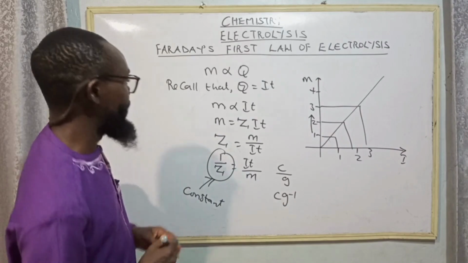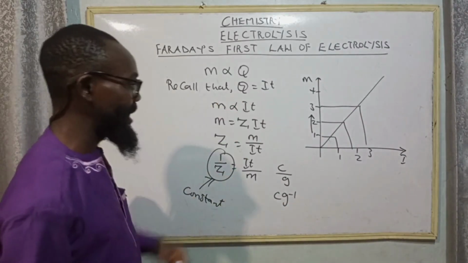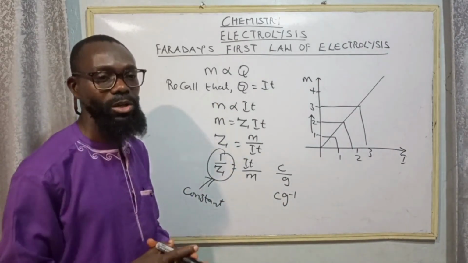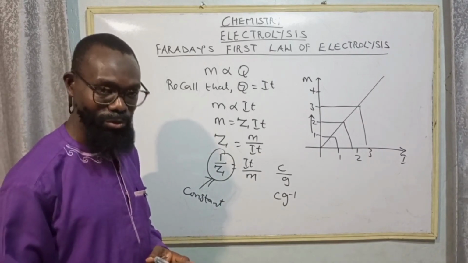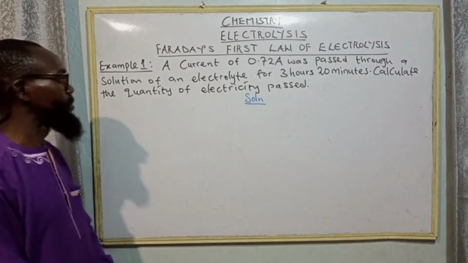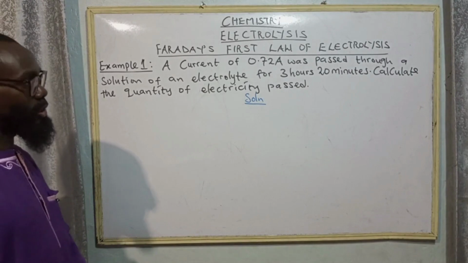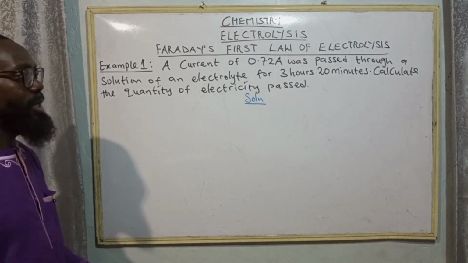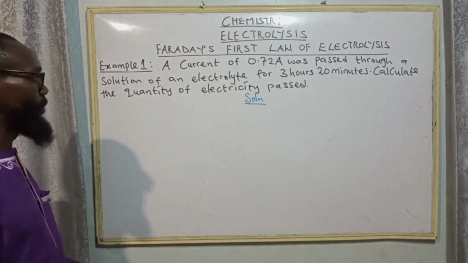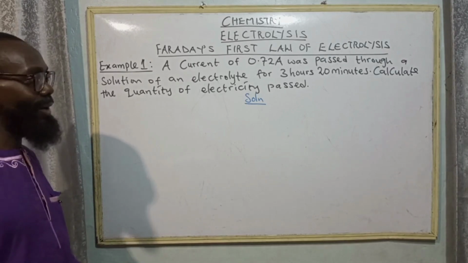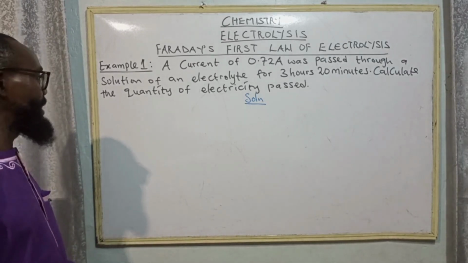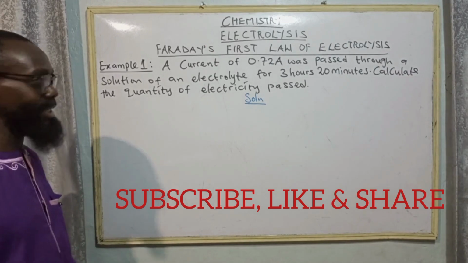Now, from this formula, Q is equal to IT, we can get some calculation here. So let's proceed. Example 1. A current of 0.72 amperes was passed through a solution of an electrolyte for 3 hours 20 minutes. Calculate the quantity of electricity passed.